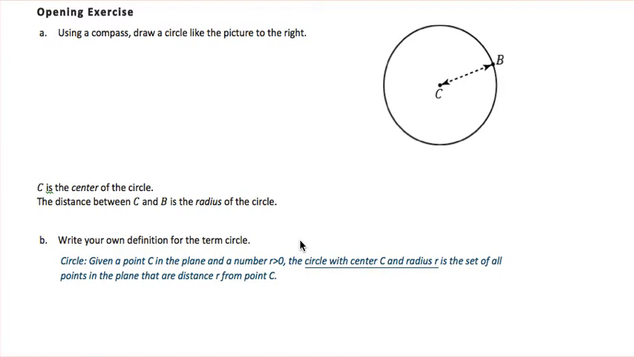Next, extend the segment CB to a segment AB, with A being located on the opposite side of the circle. Your segment AB is the diameter of the circle. The diameter is twice, or 2 times, as long as the radius.